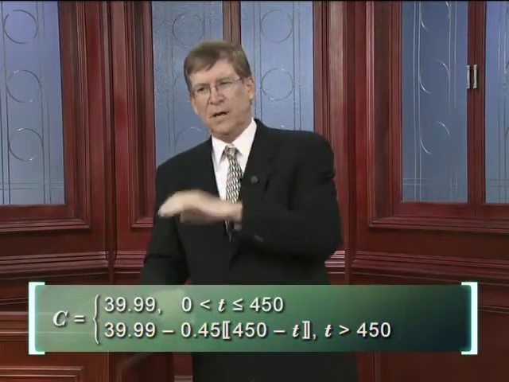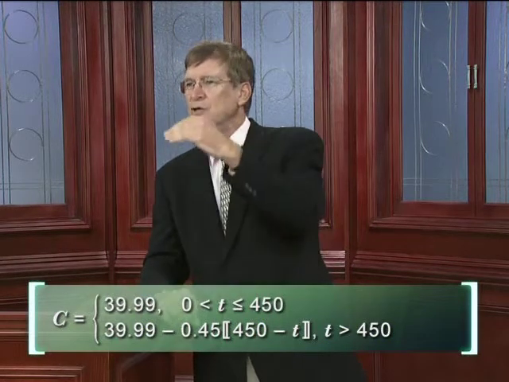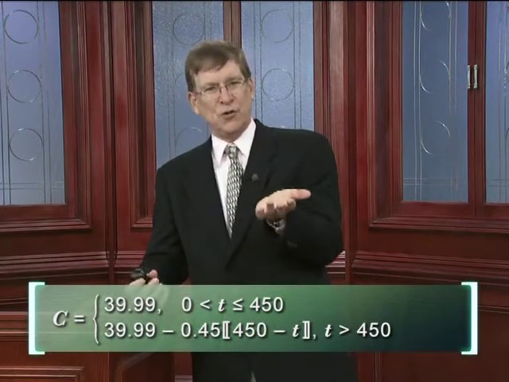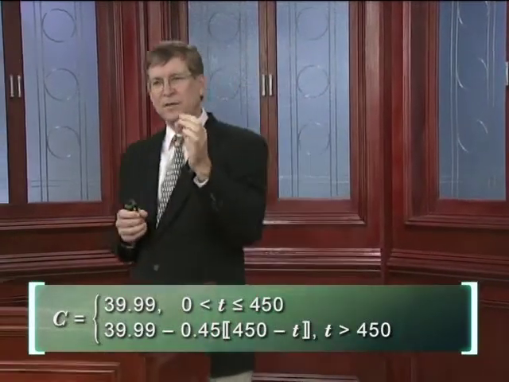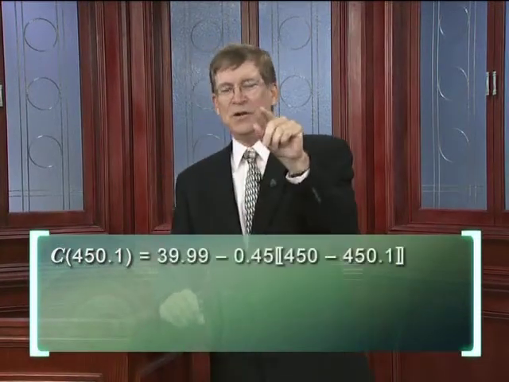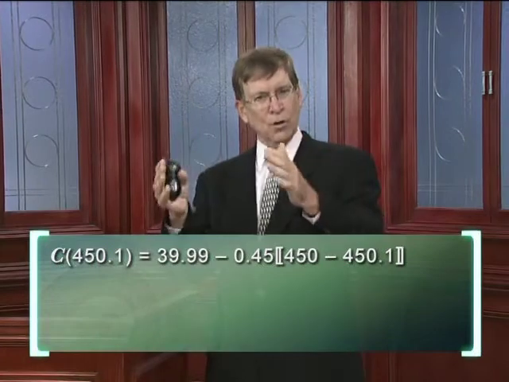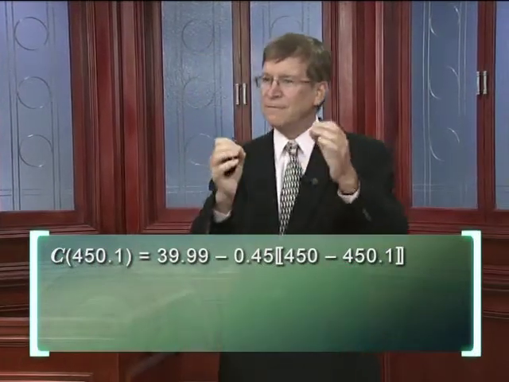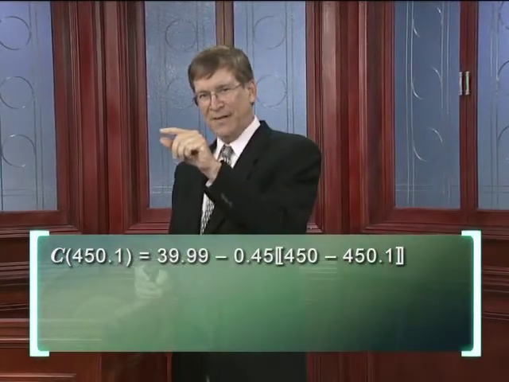Let's check the model on a couple of values. Suppose I talk for 450 minutes. Well, then I would use the first rule, wouldn't I? And I would just be charged 39.99. But how about that case where I used an extra 1/10 of a minute? Let's use the model to calculate C, the cost of 450.1. Well, watch how the model works. It's kind of neat. It's 39.99 minus 0.45 times the greatest integer of 450 minus 450.1. Well, let's simplify that.